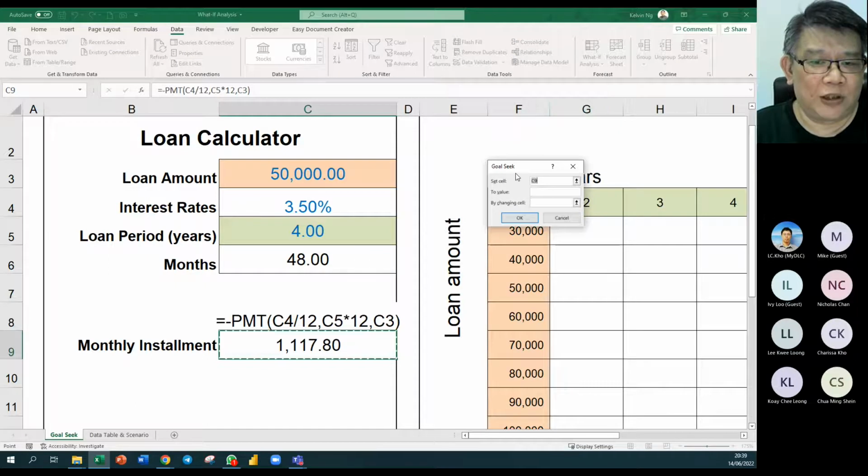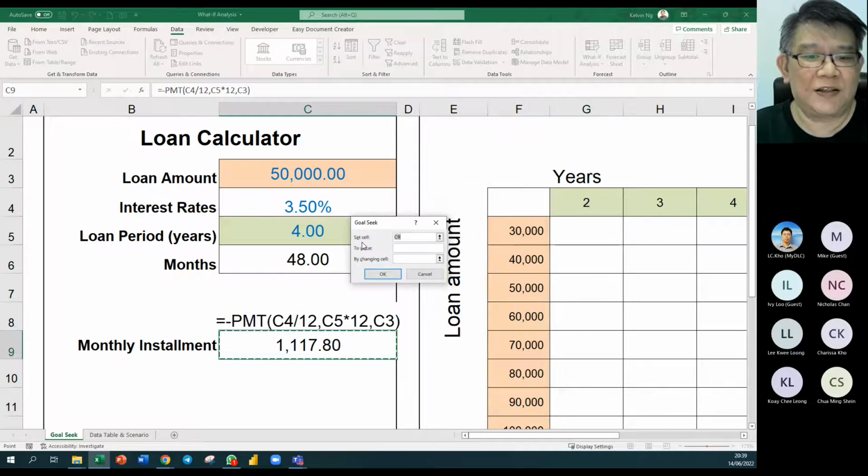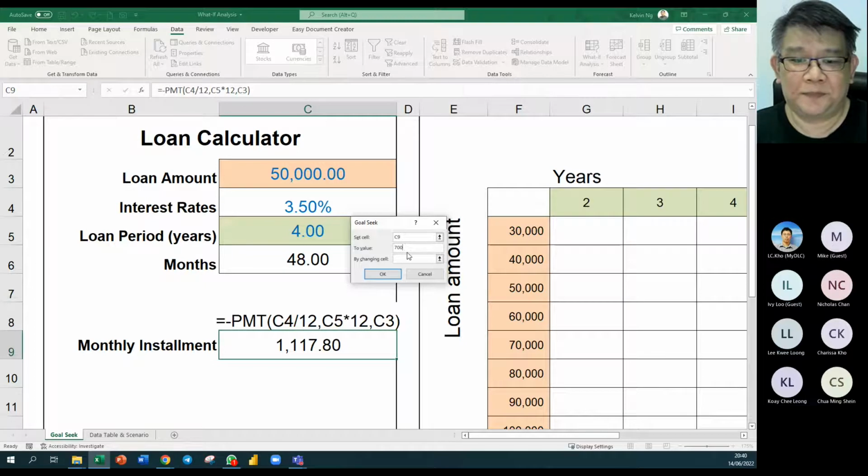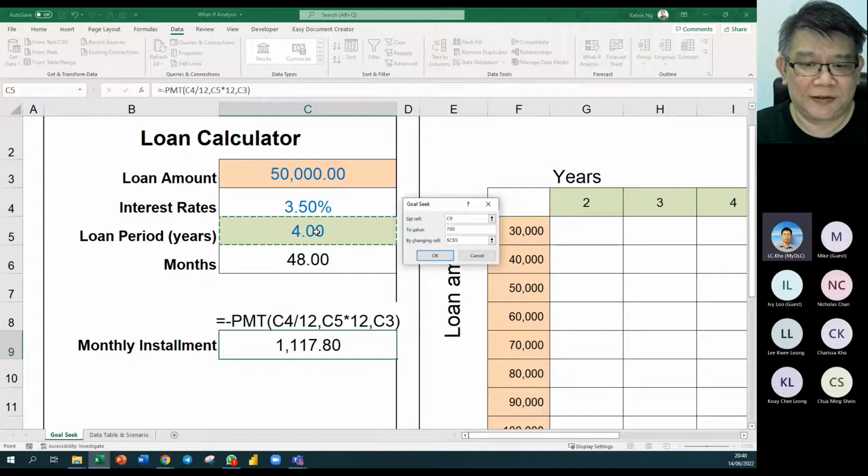I have a goal to achieve, correct? It says set cell C9 to the value. Now remember my budget is 700, correct? I want my final figure here to be 700. By changing cell, your suggestion was to prolong the loan period. Am I right? So let's click OK.